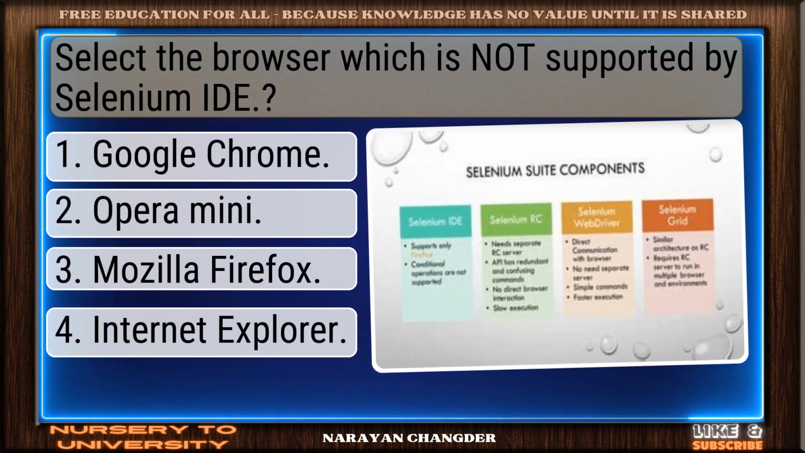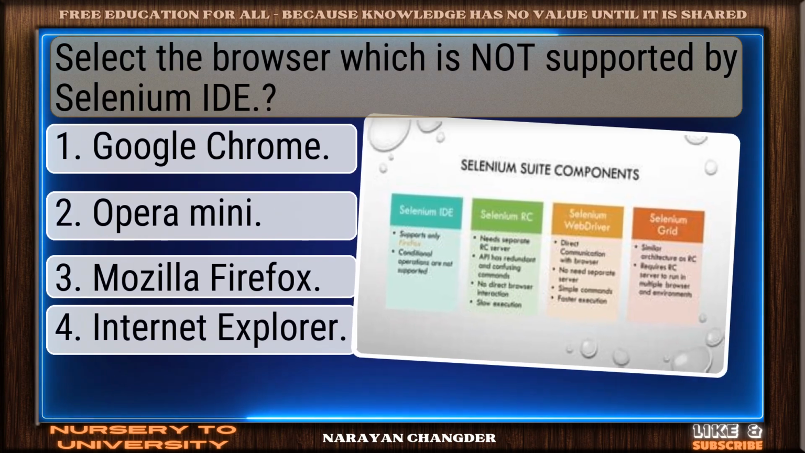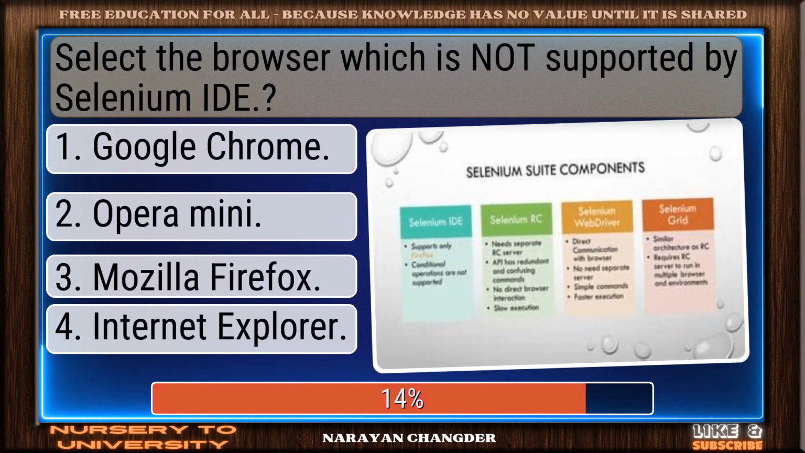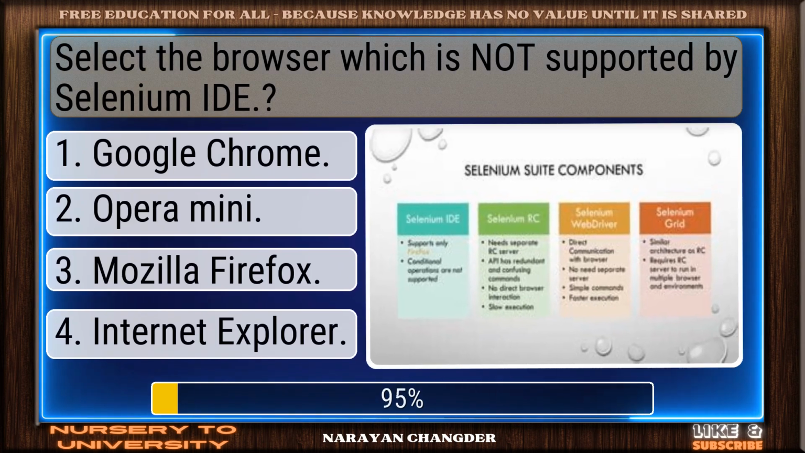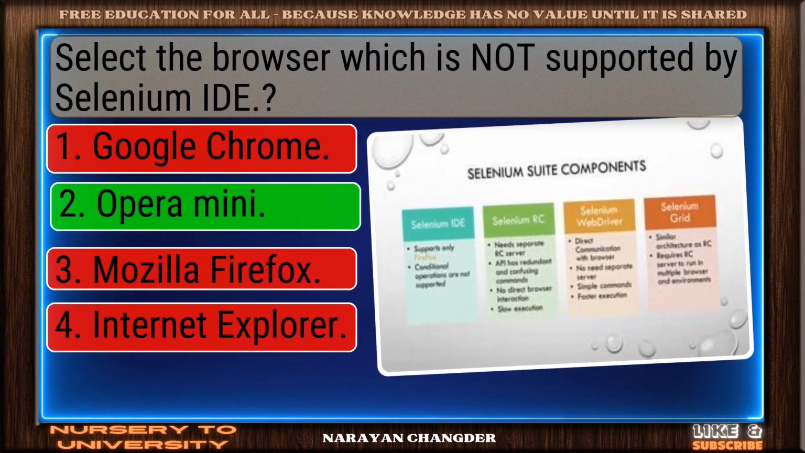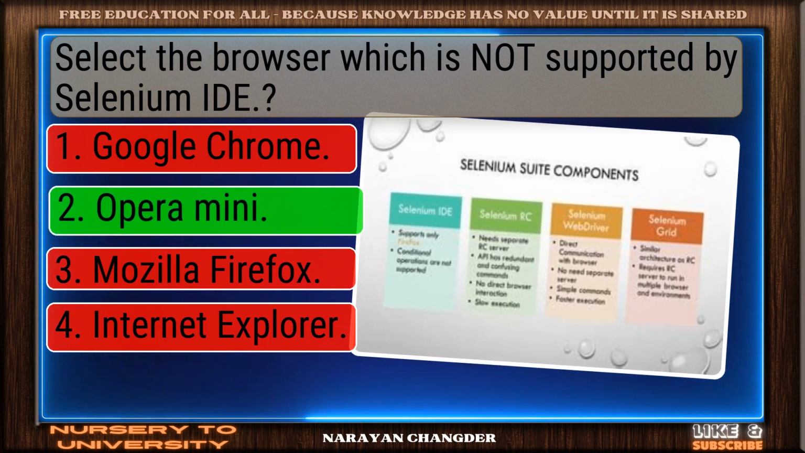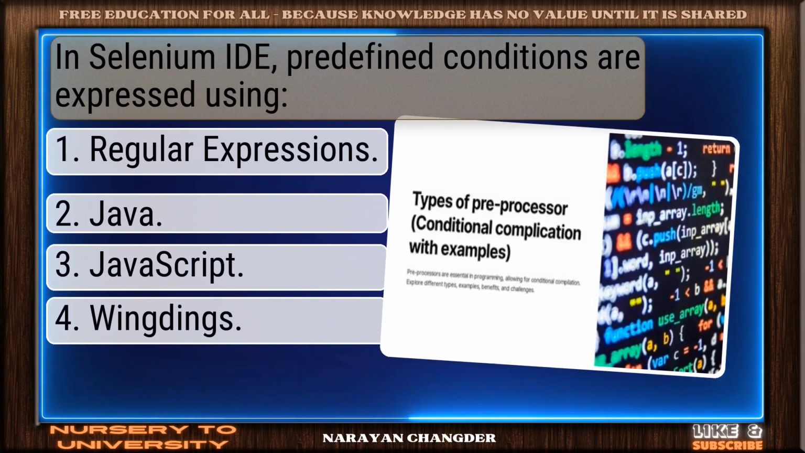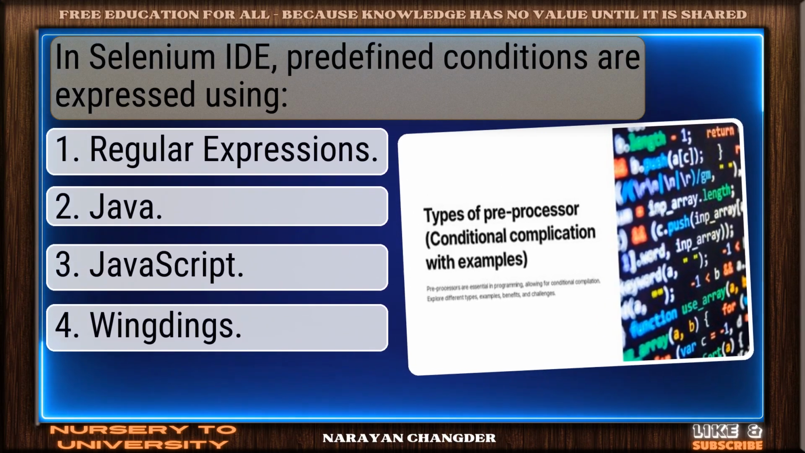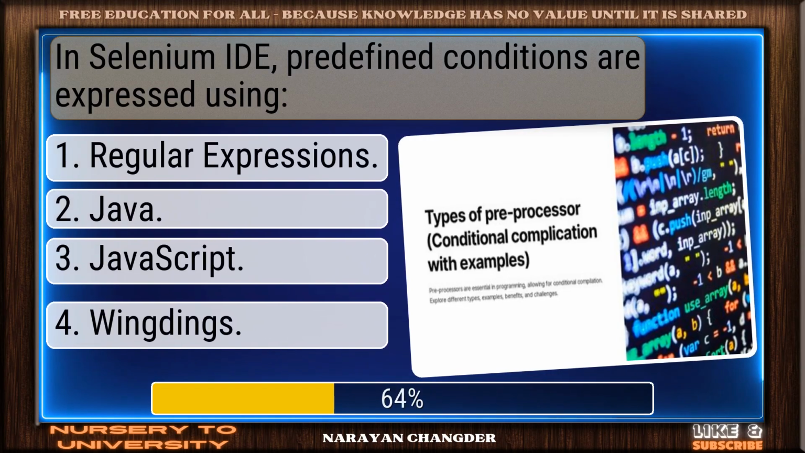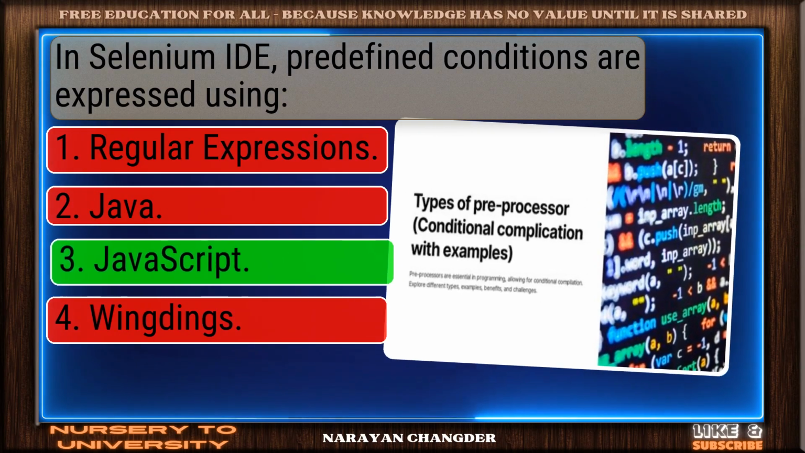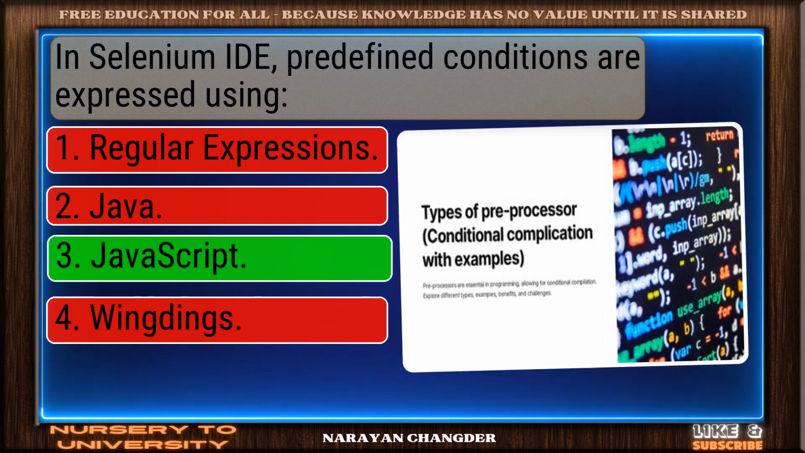Question number 27. Select the browser which is not supported by Selenium IDE. Solid response. Opera Mini is a valid choice. Question number 28. In Selenium IDE, predefined conditions are expressed using. Well reasoned. JavaScript is the correct choice.